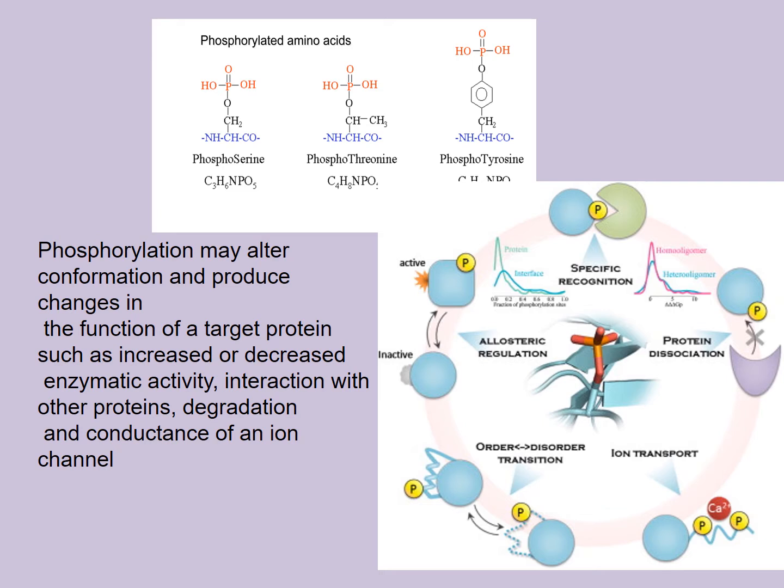What phosphorylation does is add a negative charge on these amino acid residues, and this negative charge may alter the conformation of the protein. By altering the conformation, it can do several different things. It can change the function of that protein, either increasing or decreasing it. It can also change the interaction of this protein with other proteins. It can change its stability, increasing or decreasing its degradation. It can also open or close ion channels and change the conductance of ion channels. So by adding phosphorylation sites, you can alter the function of the target protein in many different ways.